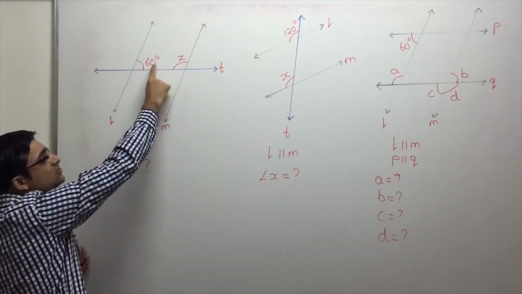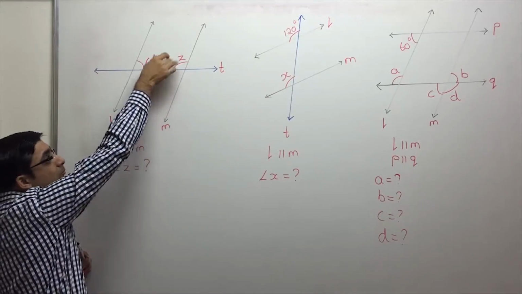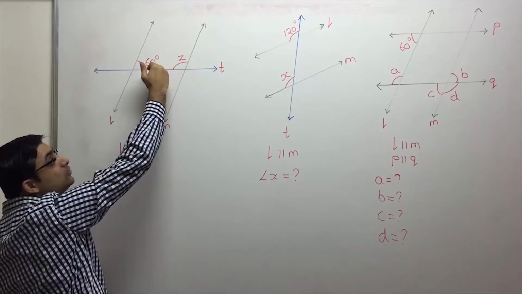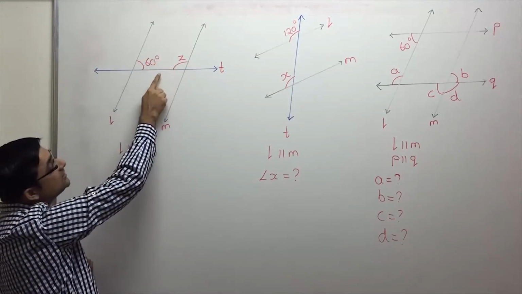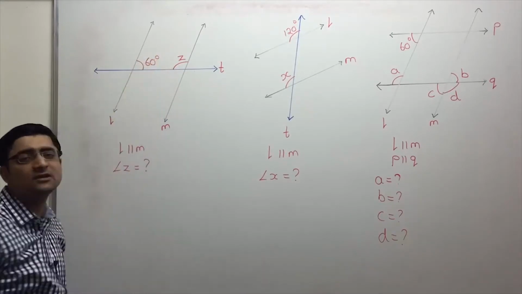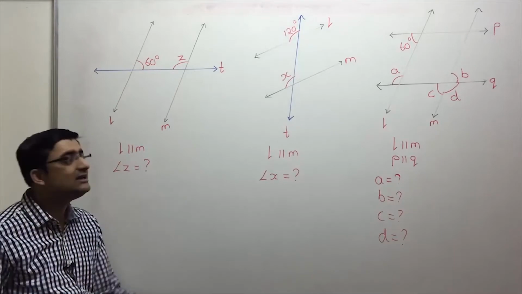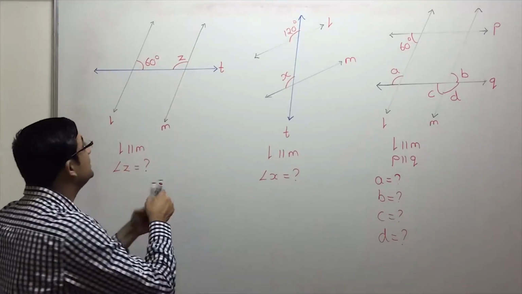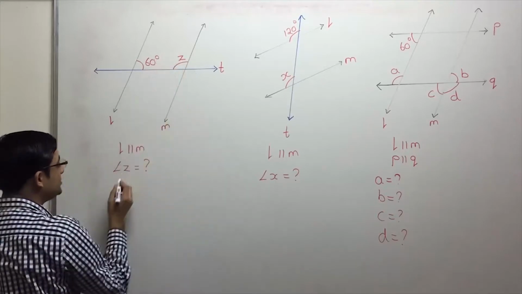So what is the relationship between these two angles? First of all, both the angles are between these two lines, so they are interior angles. Next, both of them are on the same side of the transversal. See, both of them are above the transversal. So interior angles on the same side of the transversal. So what do I know about interior angles on the same side of the transversal in case of parallel lines? They are supplementary. That means this angle plus this angle is 180.